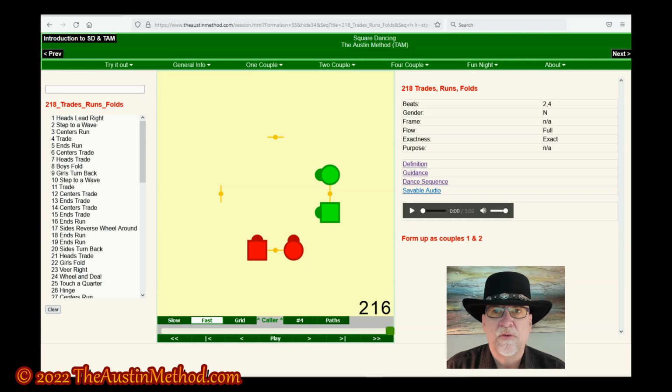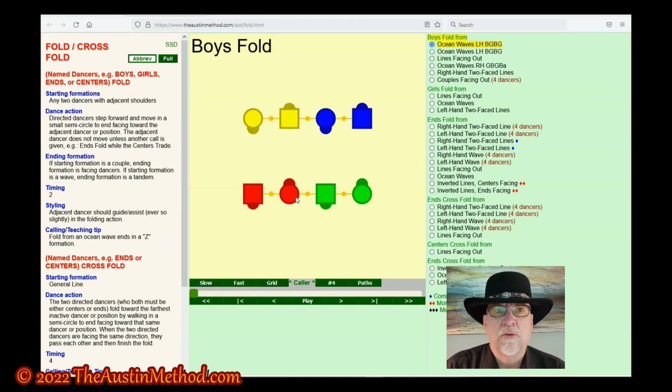A lot of choreography is made up of, and the more complex or compound calls are made of, trades, runs, folds, and circulates. We've just covered circulates, so we're not going to cover that again right away. So we're going to go to the definition real quick, and the only definition we're going to go to is that for fold. We're not going to look at cross-fold right now, but this is the fold family. Fold means kind of to do a half run. The designated dancer folds in front or behind the dancer next to them, the adjacent dancer.